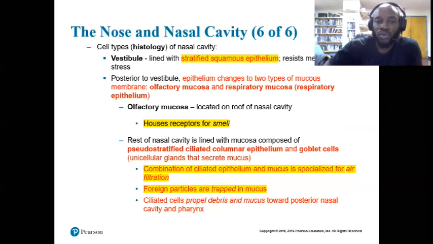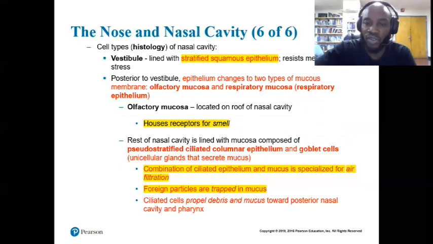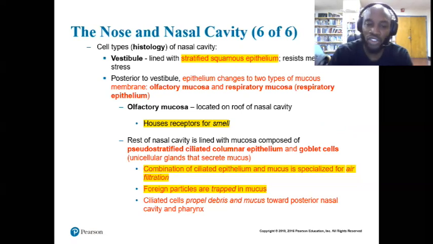Posterior to the vestibule, as you go further back, you have a change in your epithelium, and you have two types of mucous membranes: olfactory mucosa and respiratory mucosa. Right, the olfactory mucosa houses your receptors of smell. It's the roof of the nasal cavity.